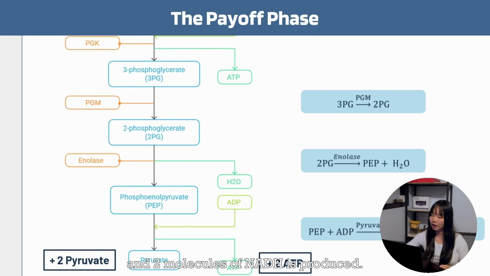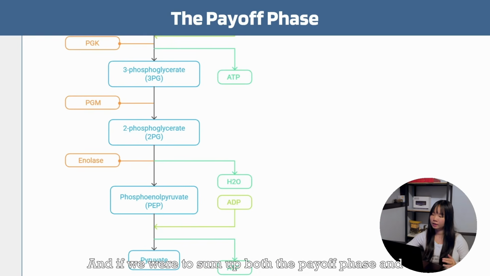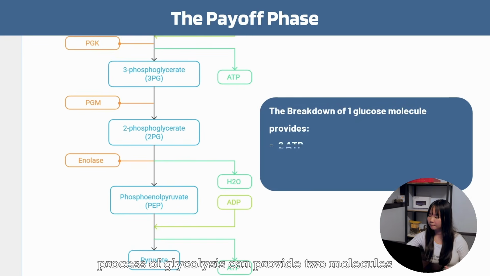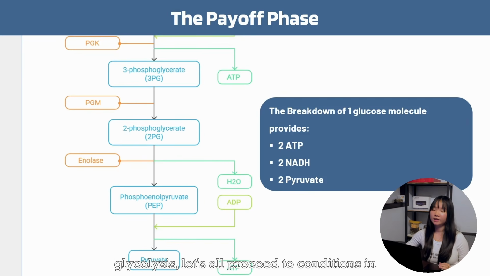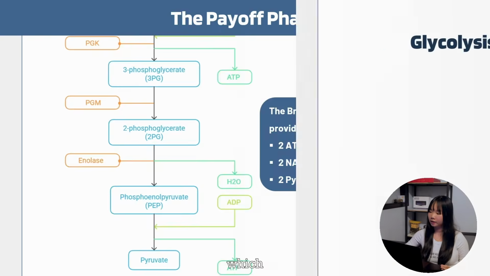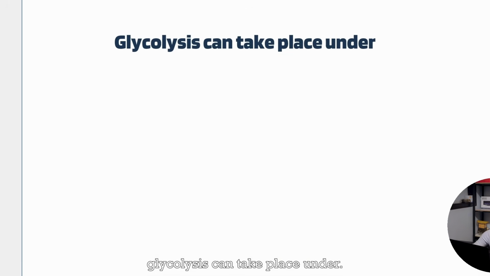of NADH are produced. And if we were to sum up both the payoff phase and the investment phase, if we were to add them together, we can summarize that the entire process of glycolysis can provide 2 molecules of ATP, 2 molecules of NADH, and 2 molecules of pyruvate per 1 glucose molecule. So after learning the entire process of glycolysis, let's proceed to conditions under which glycolysis can take place.